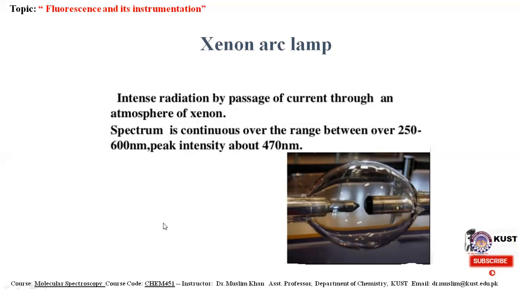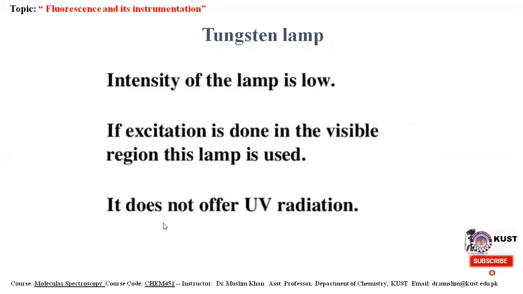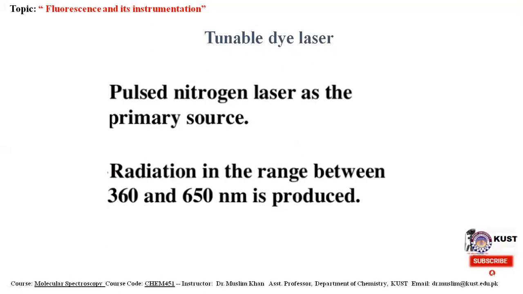The next one is a tungsten lamp. The intensity of this lamp is low. If the excitation is done in the visible region, then this tungsten lamp is basically used, and it does not offer UV radiation. So you can't use this tungsten lamp when excitation is needed in the UV region.